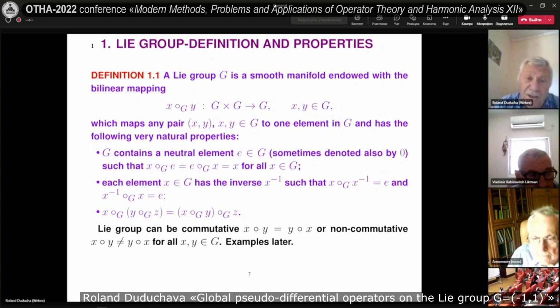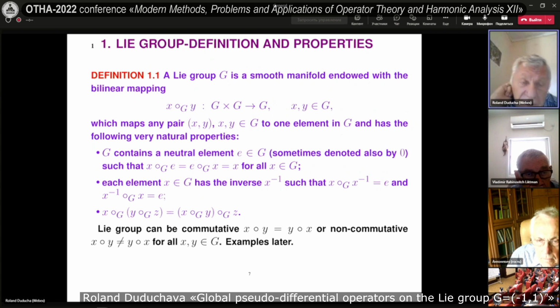Well, Lie groups, definition and properties. Let me explain some topics in this area for those who are not very familiar with Lie group technique.